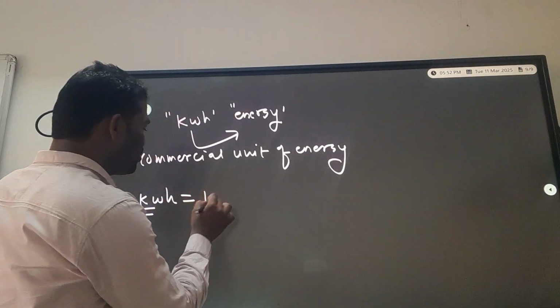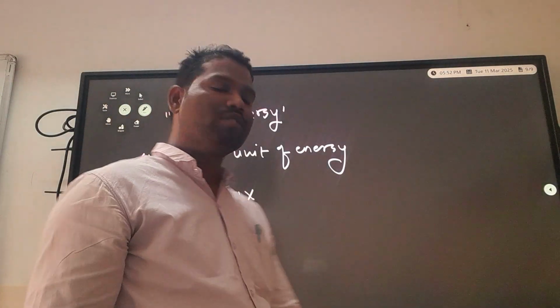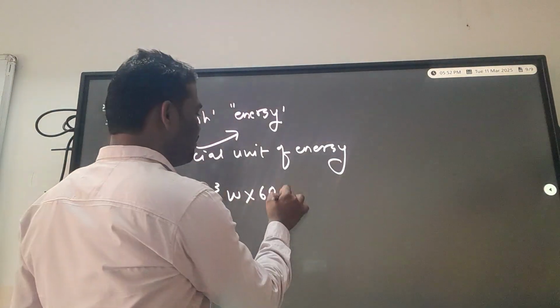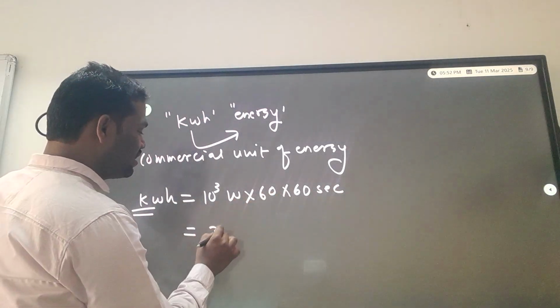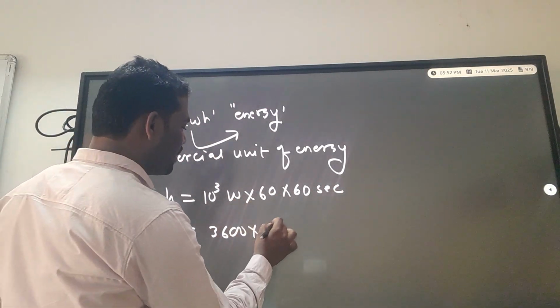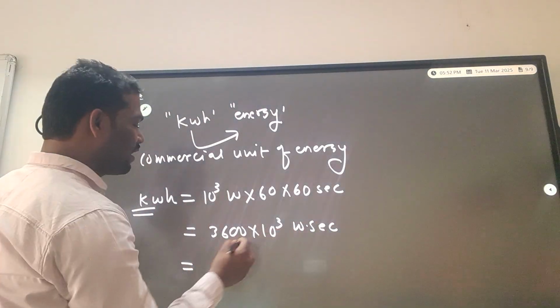Kilowatt hour is basically 10 to the power 3 watt multiplied by hour. How can we convert hour into second? 1 hour means 60 minutes and 1 minute means 60 seconds, so we can directly convert 60 into 60, which is 3600, into 10 to the power 3 watt second. Watt second we can simply write as joule.